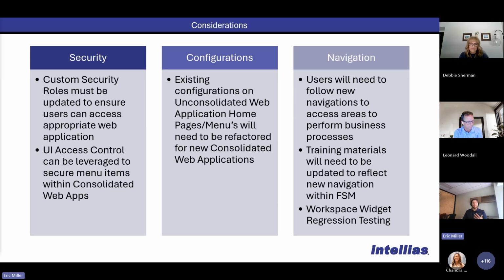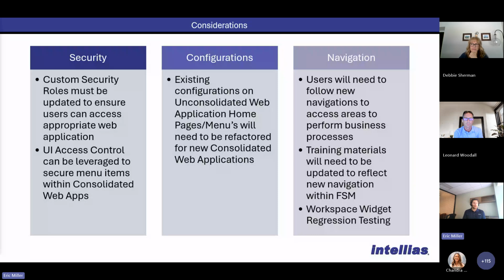The biggest area I would say that needs to be considered is navigation, right? As we've seen, the navigation within the system will be changing. While it is more intuitive, right? And there are lots of benefits to that navigation changing, it still is changing, right? So users are going to need to follow new navigations to perform their typical business functions. So getting ahead of that, putting together training materials, informing the end users and letting them know that this is coming is very important to ensure that you are not negatively impacted by the ending of this trial period.